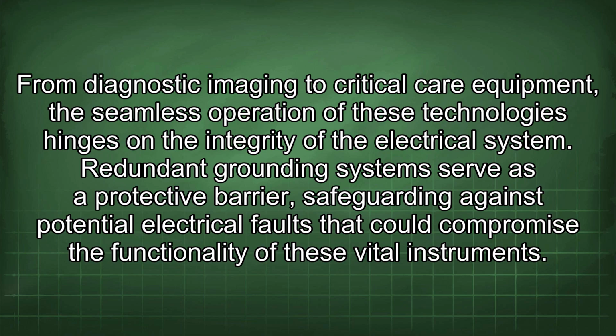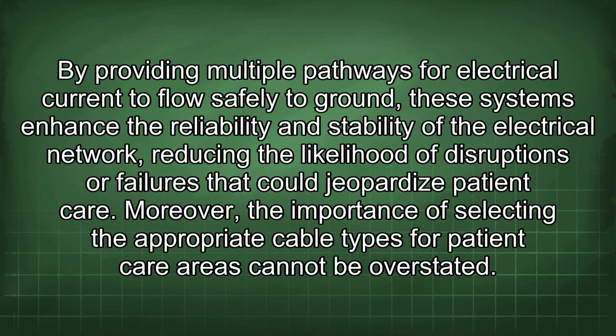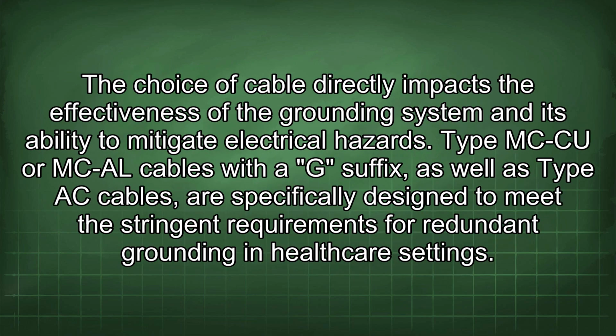Redundant grounding systems serve as a protective barrier, safeguarding against potential electrical faults that could compromise the functionality of these vital instruments. By providing multiple pathways for electrical current to flow safely to ground, these systems enhance the reliability and stability of the electrical network, reducing the likelihood of disruptions or failures that could jeopardize patient care. Moreover, the importance of selecting the appropriate cable types for patient care areas cannot be overstated. The choice of cable directly impacts the effectiveness of the grounding system and its ability to mitigate electrical hazards.